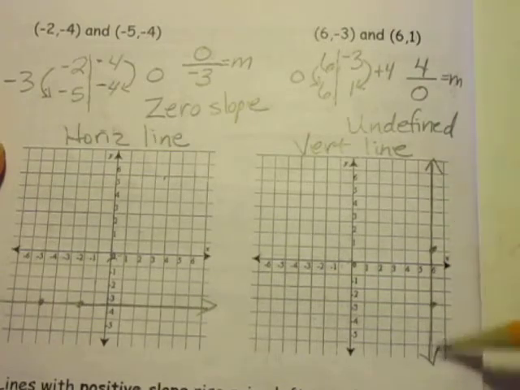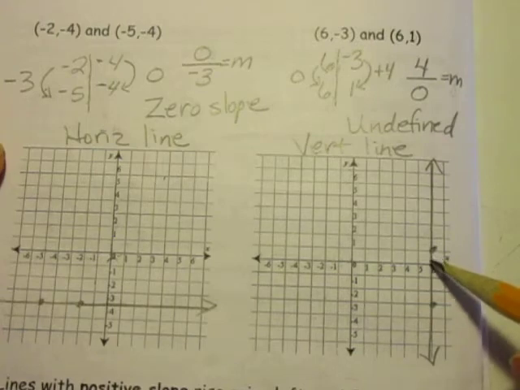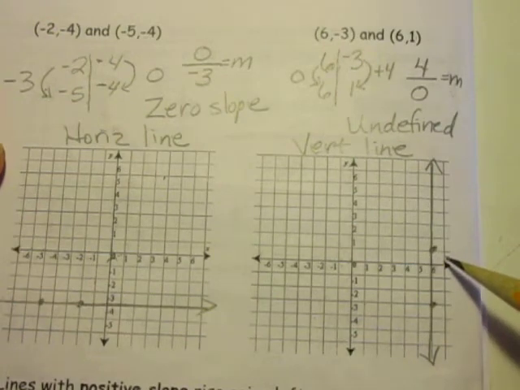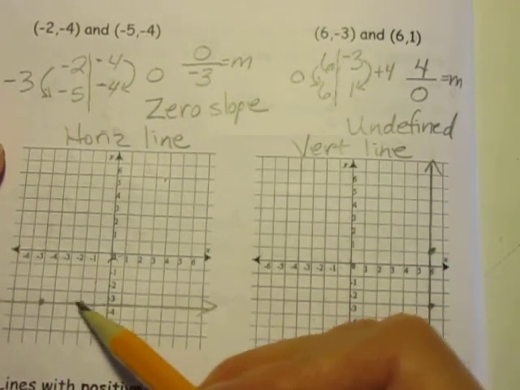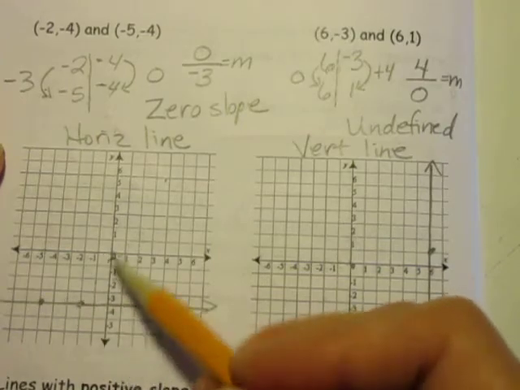This would be an undefined slope, and it kind of makes sense because as you're going from one point to the next, there is no movement to the right or to the left. Whereas over here, there is no movement up or down.